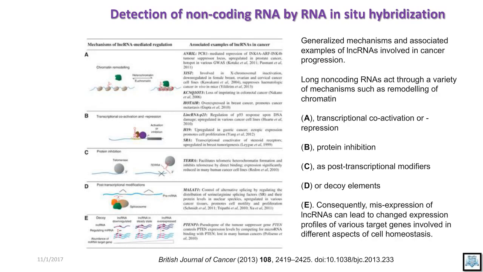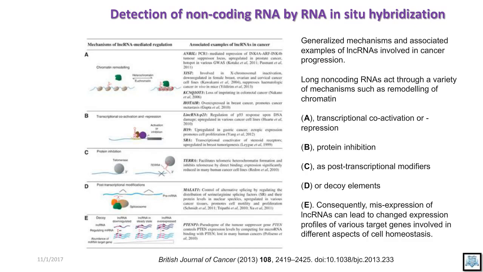But right now, due to the lack of information, we generally use the RNA in situ hybridization approach to detect non-coding RNA expression in tissues, because the function of non-coding RNA is a more generalized mechanism. Non-coding RNAs act through a variety of mechanisms such as remodeling of chromatin, transcriptional coactivation, protein inhibition, post-transcriptional modifications, or they can function as decoy elements, or regulate other protein-coding genes.